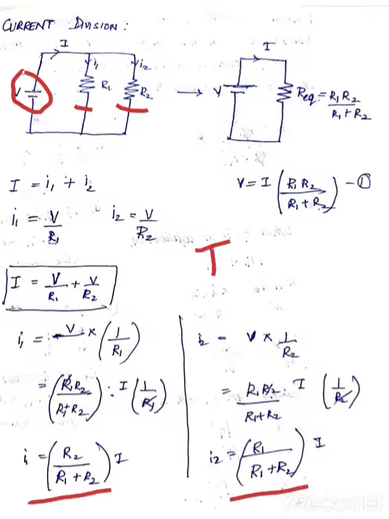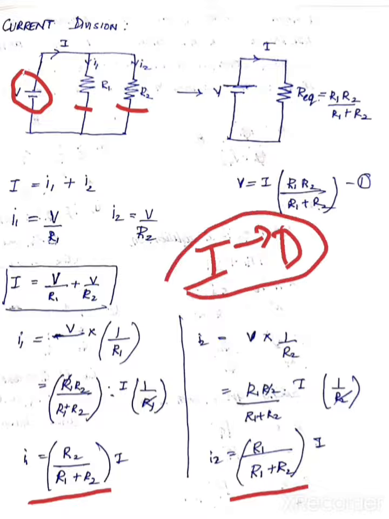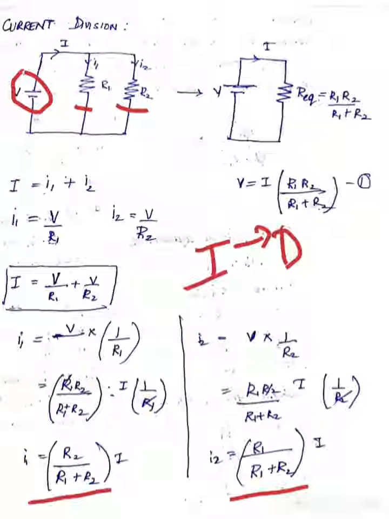Now we all know, in this case the current I divides, because they are connected in parallel. So we have to find the resultant currents I1 and I2. We can use these expressions, right? Now let us learn how these expressions have come up.